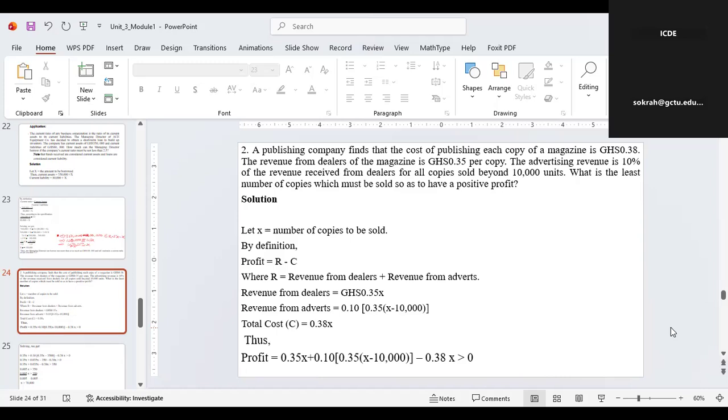So a publishing company finds that the cost of publishing each copy of a magazine is 0.38. The revenue from dealers of the magazine is 0.35 per copy. The advertising revenue.